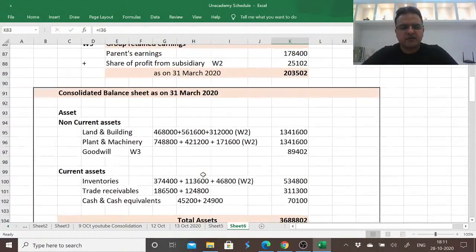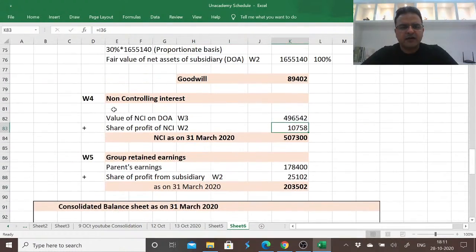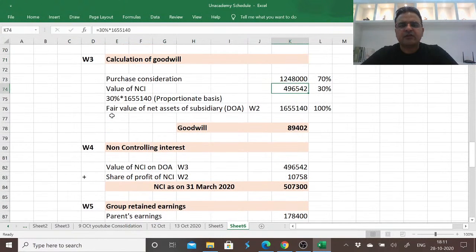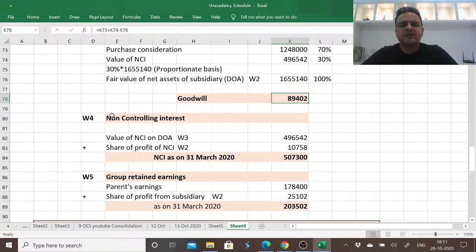So when I am calculating working note number 4, I need the value of NCI on date of acquisition. This we got from working note number 3, 496,542, plus share of profit of NCI from working note number 2, which is 10,758. We get to know the NCI's position on 31st March 20. This will be included as part of the balance sheet. This goodwill amount will also be included as part of the balance sheet.